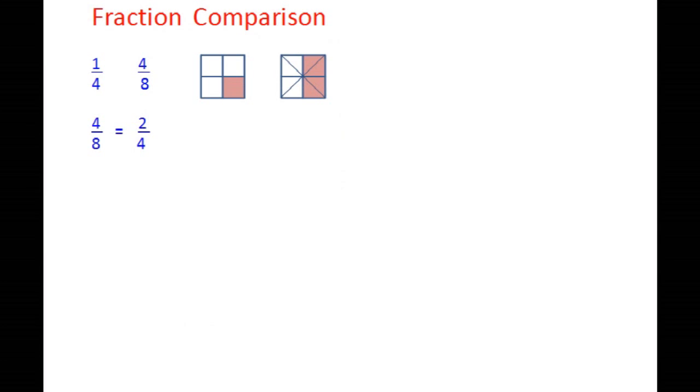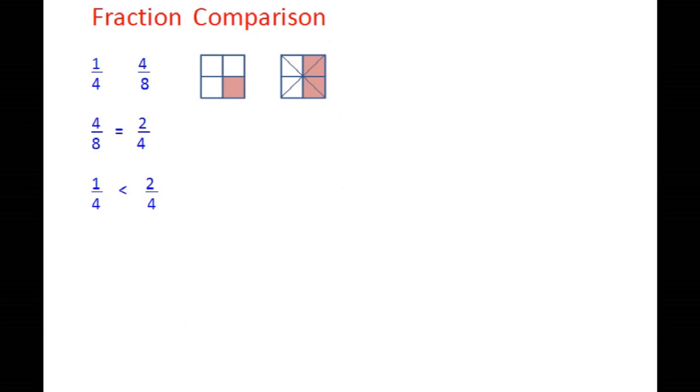So now you know that the second diagram, rather than saying 4 out of 8 are colored, can also be written as 2 out of 4 parts are colored. That means 4 over 8 is equal to 2 over 4. This is an equivalent fraction. So once you make 4 over 8 as 2 over 4, it is easy to compare with 1 over 4. And now we can say that 1 over 4 is less than 2 over 4. That means 1 over 4 is less than 4 over 8.